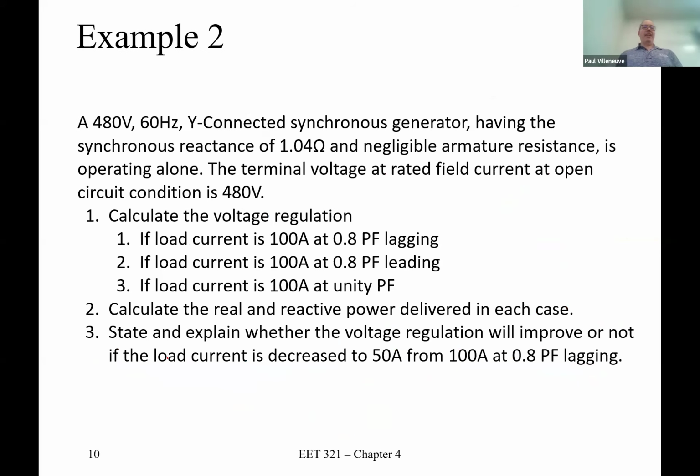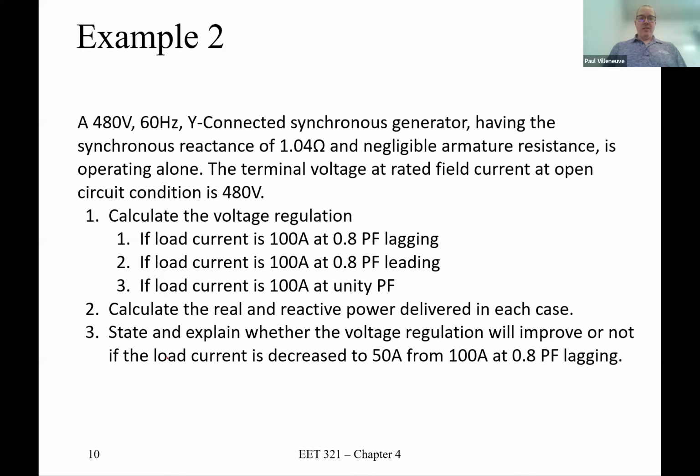So now let's take that machine and put it through its paces. Let's calculate what the voltage regulation is going to be of this machine under a couple of different conditions. We have a load current of 100 amps at 0.8 leading, lagging, and unity. Then we're going to calculate all these different powers and see what happens to our voltage regulation.